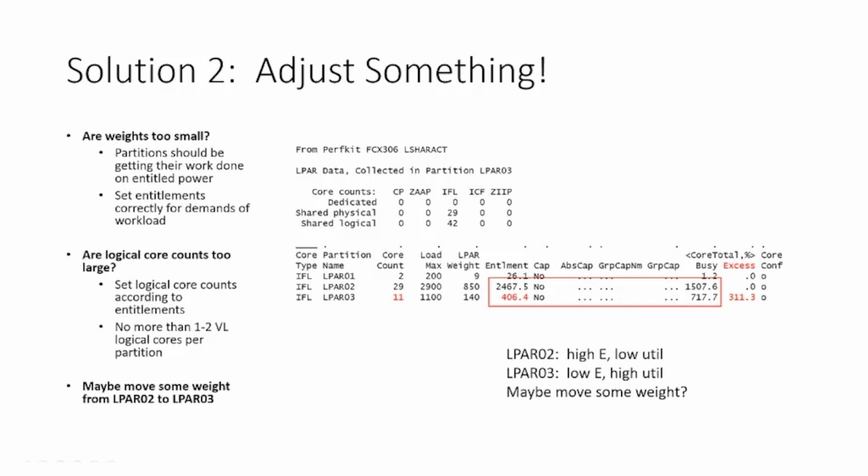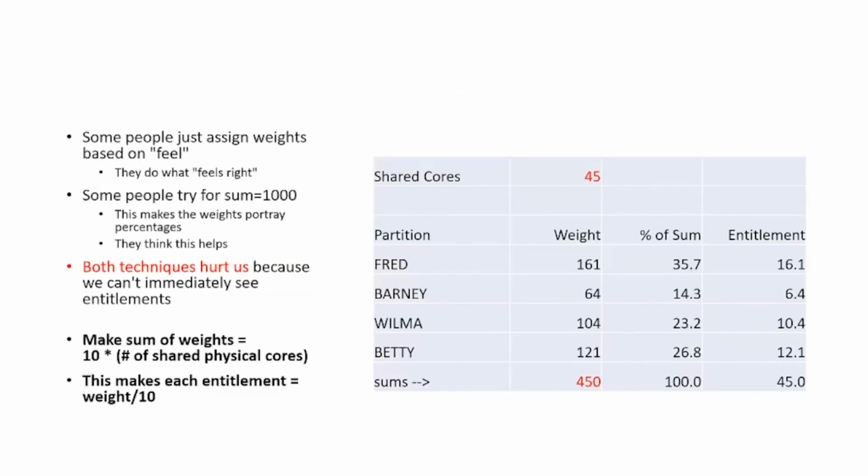Now, what I tried to call out in this LSHAR report was that LPAR 2 has an entitlement of 24.67, but it's really using only 15. In other words, it's entitled to 24 cores worth of power, but using on average only 15 cores. So maybe there's an opportunity here to move some weight from LPAR 2 to LPAR 3 to improve the situation for LPAR 3 without impacting unduly what's going on in LPAR 2. So let me give you some techniques for dealing with this.